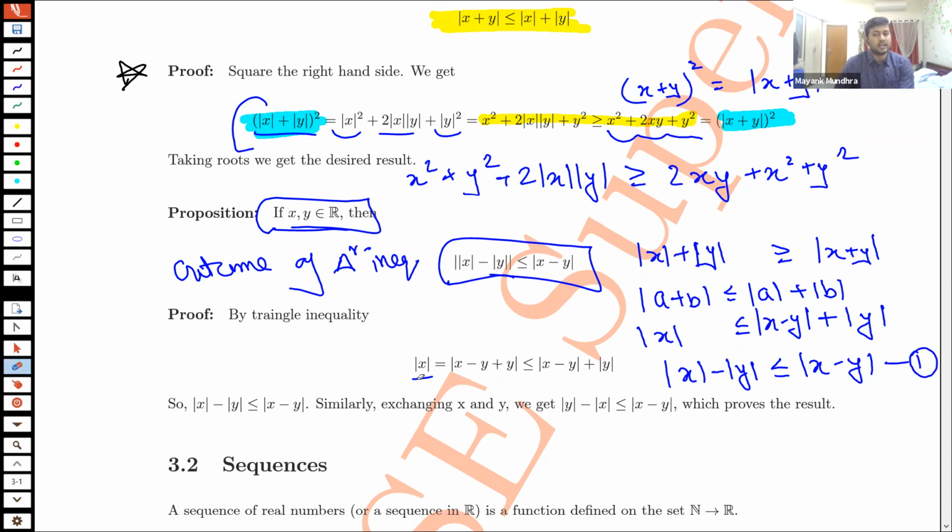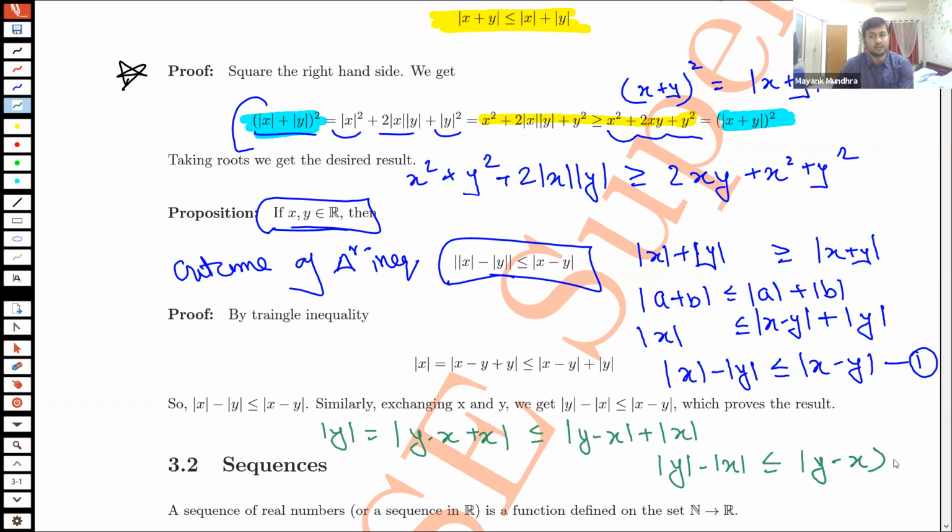Right. In the next part, you can do the same thing. You can start with y. You can write that mod of y is equal to mod of y minus x plus x, which is less than or equal to mod of y minus x plus mod of x. And then you can take this on the other side, you get mod y minus mod x is less than or equal to mod of y minus x. And you can call this another inequality.